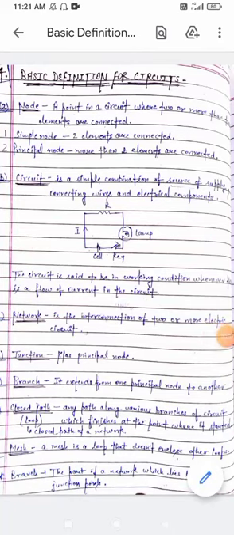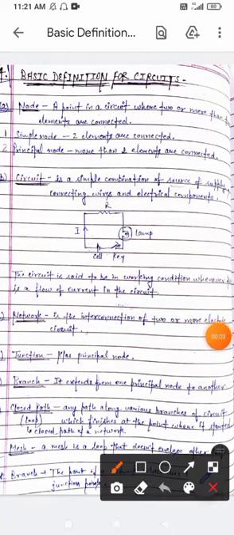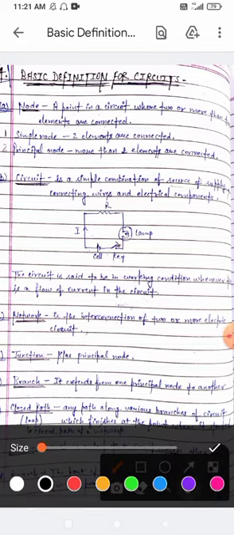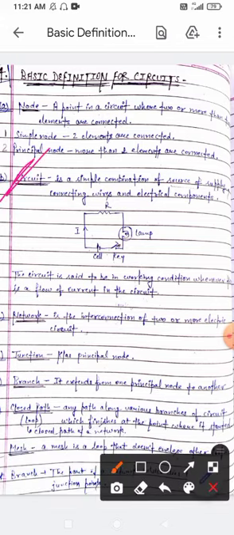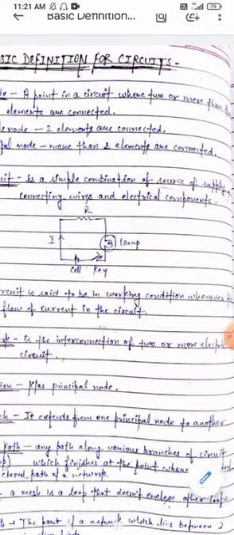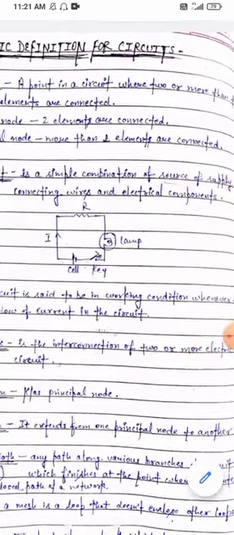In today's lecture, we will discuss some basic definitions for circuits. The first point is node. Before talking about node, let us understand what is a circuit. A circuit is a simple combination of source of supply, connecting wires and electrical components.